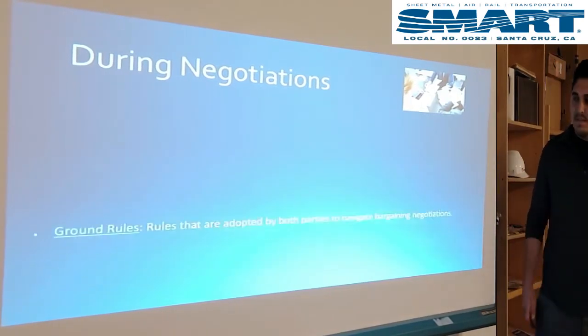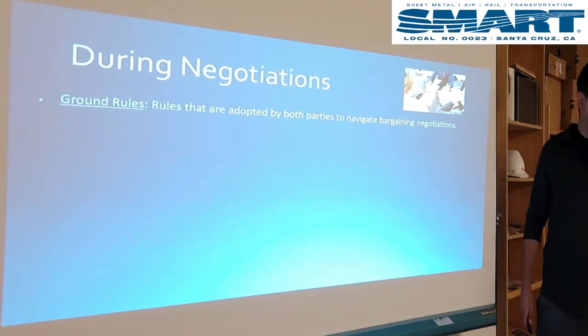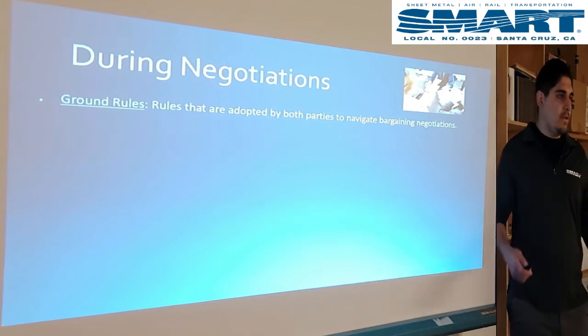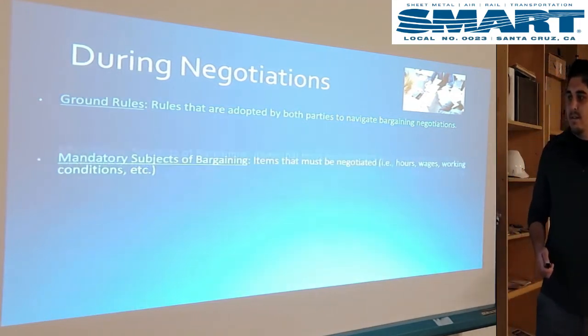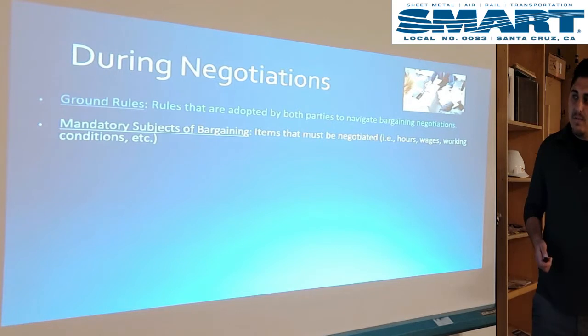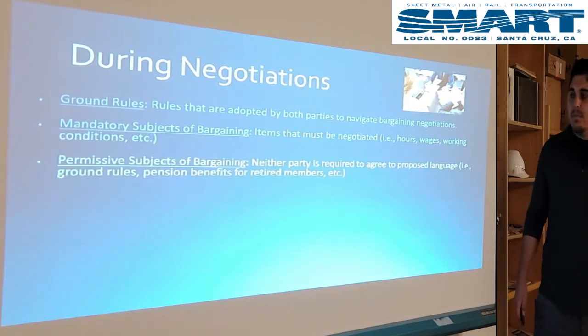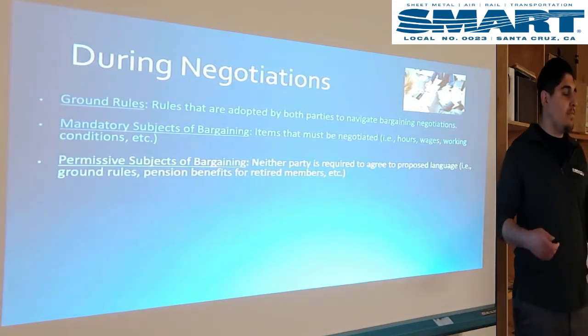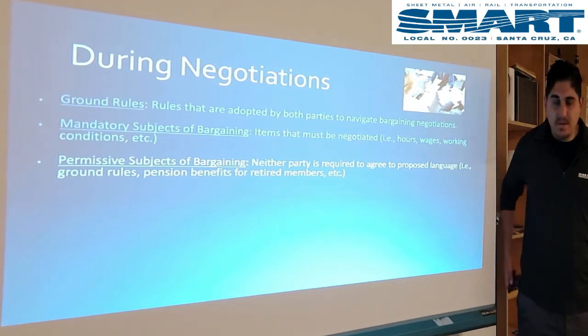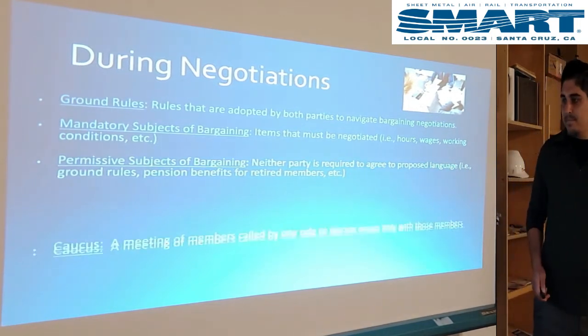During negotiations, we'll usually first go over the ground rules. These are rules that are adopted by both parties to navigate the bargaining negotiations. Then we go over mandatory subjects of bargaining, which could include hours, wages, working conditions, etc. We could talk about permissive subjects of bargaining, but neither party is required to agree to proposed language on the ground rules, pension benefits for retired members, etc. There are many other permissive subjects of bargaining, which we'll cover a little later.